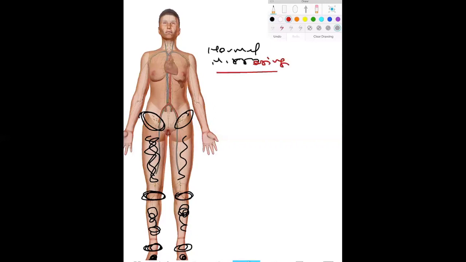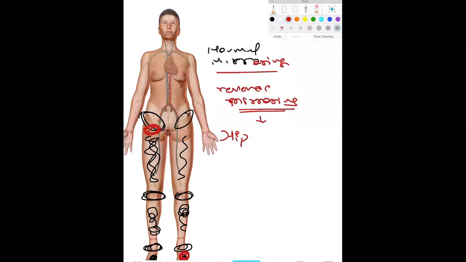Normal mirroring. And what is reverse mirroring here? As per the reverse mirroring, someone having hip pain, we will treat here in the foot area.